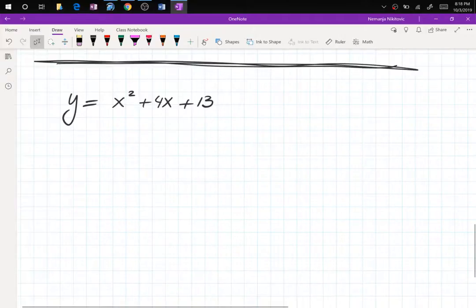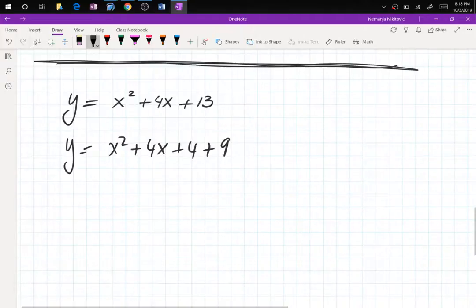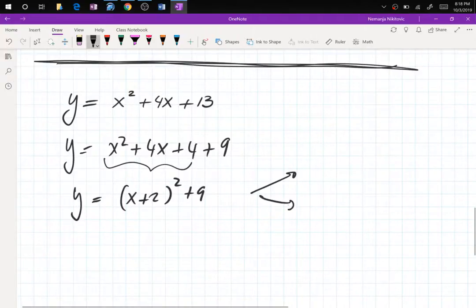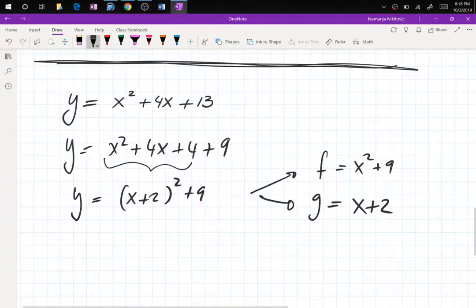Yeah, I know, intermediate algebra was like x plus 13 forever before. So we're going to complete the square. X squared plus 4x plus 4 plus 9. And then these three puppies are going to give you x plus 2, everything squared plus 9. And now your f is x squared plus 9, and your g is x plus 2. Just because you can. Right? This is called flexing in mathematics. No reason for this whatsoever. It's just flexing, okay?